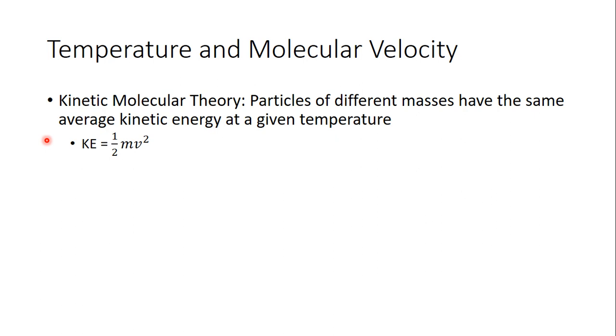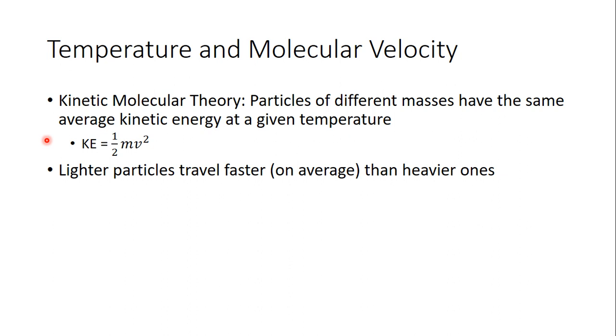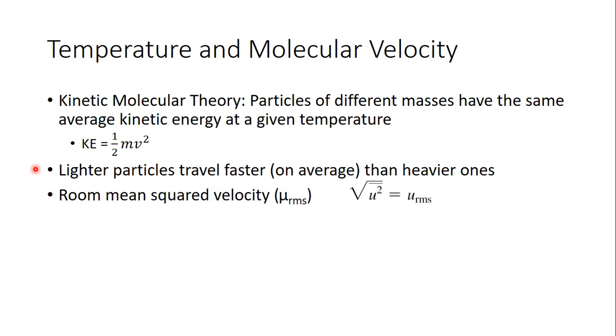Kinetic energy equals 1/2 mass times velocity squared. Therefore, velocity is inversely proportional to mass. On average, at the same temperature, since all gases have the same kinetic energy, lighter particles travel faster on average than heavier ones. And heavier particles likewise travel slower than lighter ones.